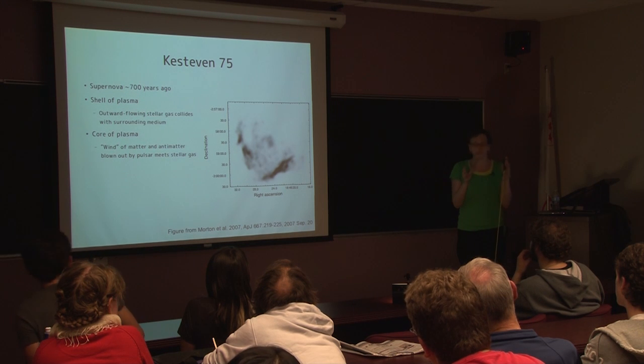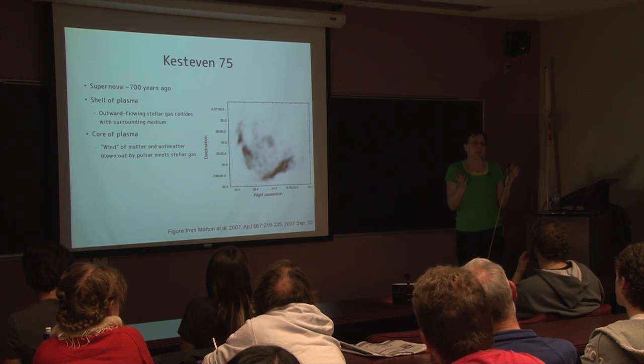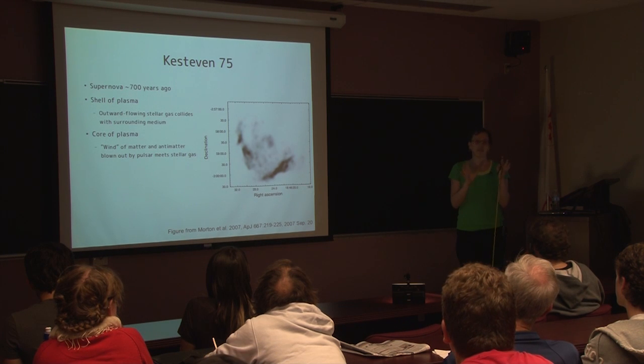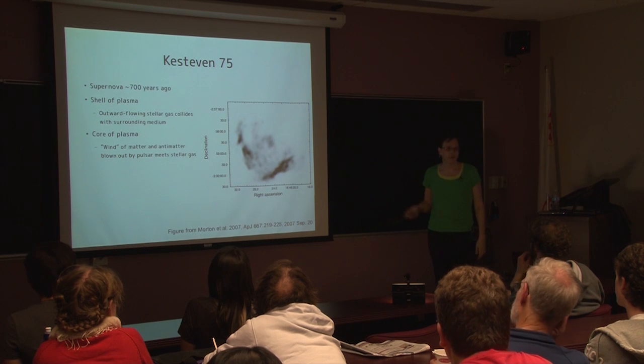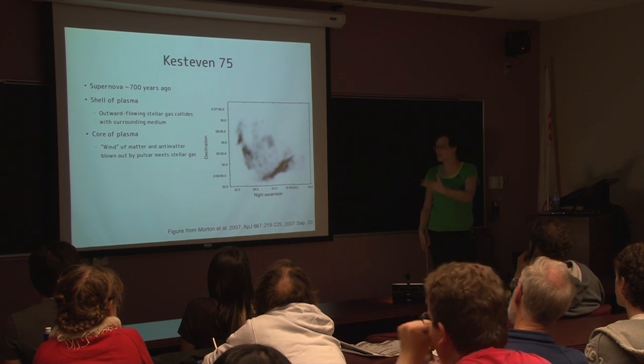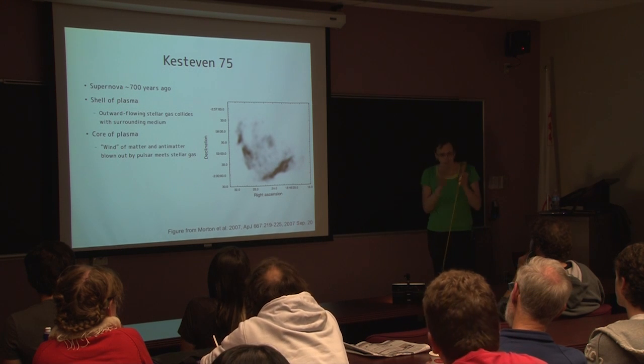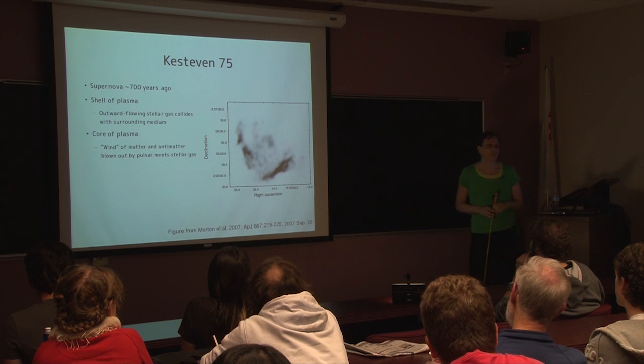It's spewing out a mix of matter and antimatter at high speeds, and it's crashing into the last of the debris from the original explosion. So we have this ball, this nebula, this blobby piece of hot gas at the center. And the thing that's blowing out that material is what's called a pulsar.